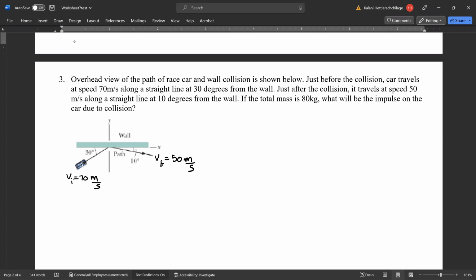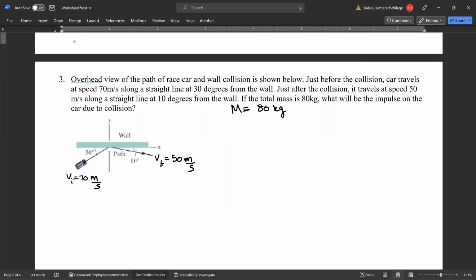and 10 degrees. If the mass of the car is 80 kilograms, what will be the impulse on the car due to the collision? So now it will hit the wall. We know that the wall is just staying there. The wall will not move, right? So the car will hit, change direction, and move, right? So now it's asking you to calculate the impulse on the car, right?